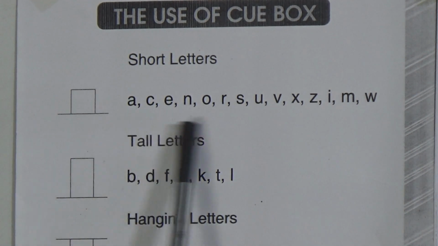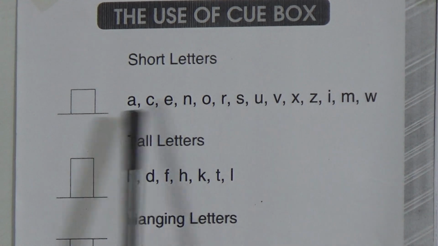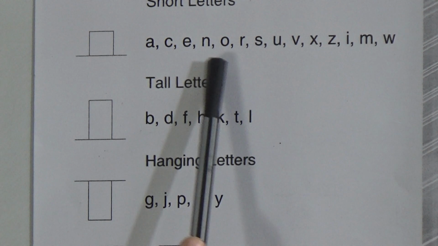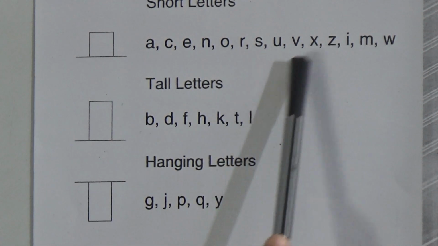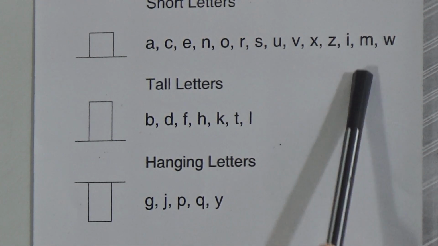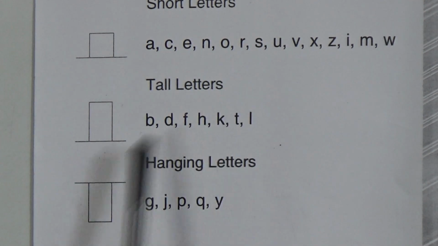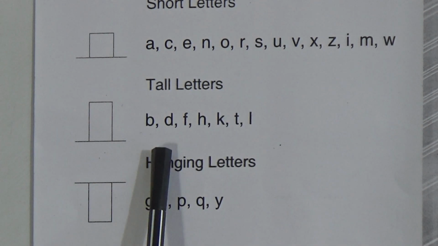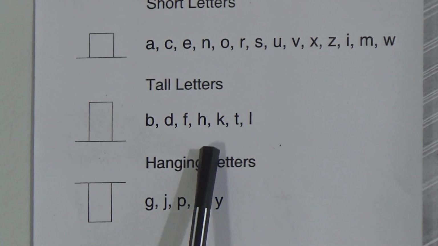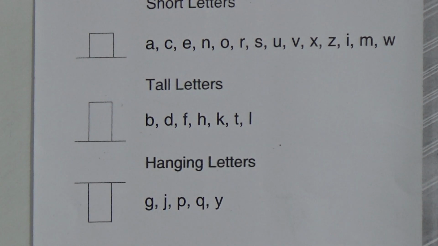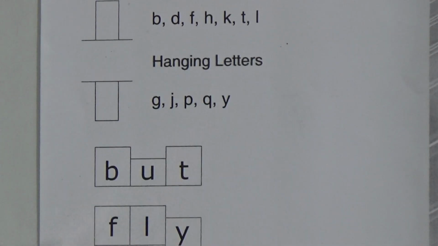Just look, these are the short letters: A, C, E, N, O, R, S, U, V, X, Z, I, M, W. These are called the short letters. And the tall letters are B, D, F, H, K, T, L. They are called the tall letters. And these are the hanging letters: G, J, P, Q, Y. They are called the hanging letters.